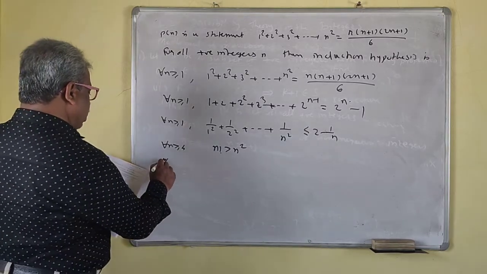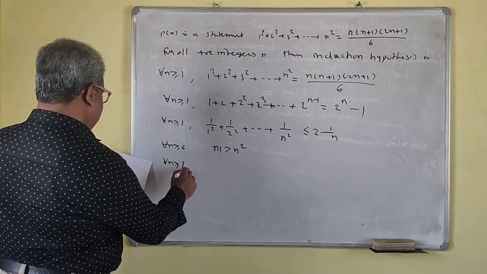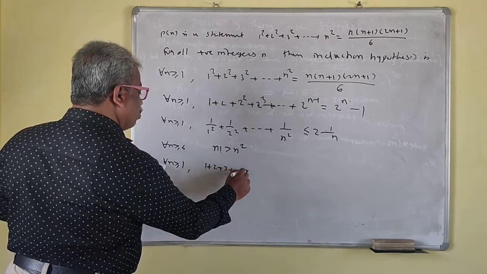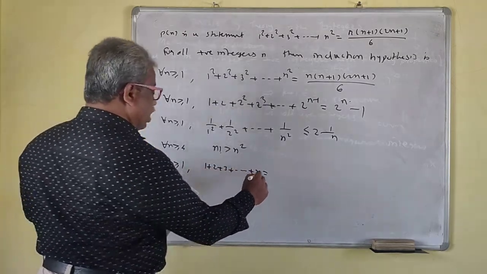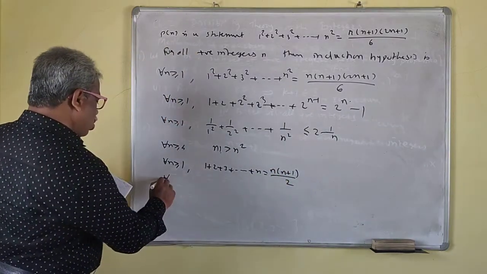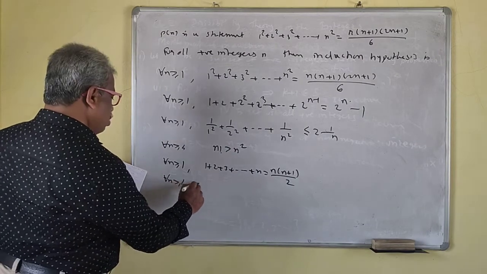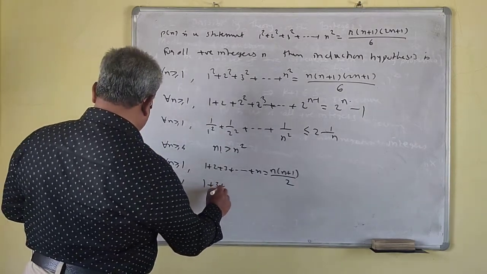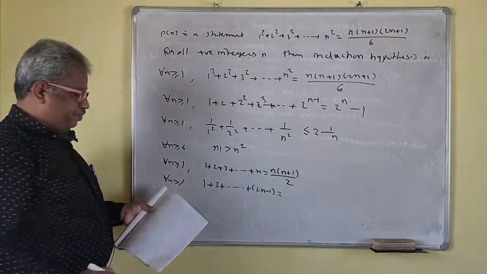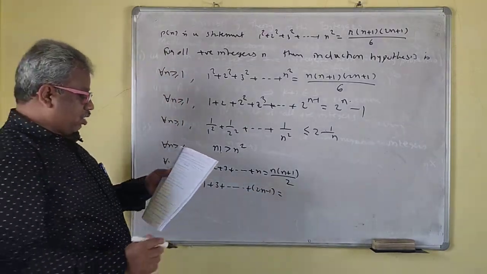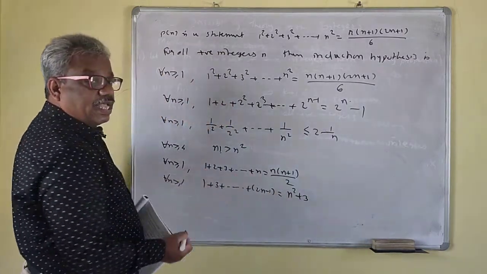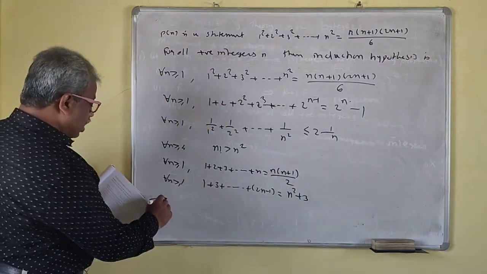For all n greater than or equal to 1, 1 plus 2 plus 3 plus dot dot dot plus n is the same as n into n plus 1 upon 2. For all n greater than or equal to 1, the sum of the first n odd numbers is n square. This is the sum of the first n natural numbers. So you should remember this.